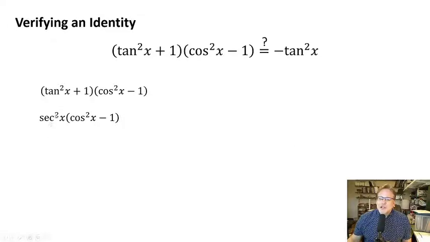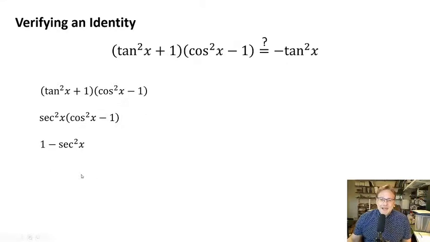So if I distribute this secant squared x to both of these terms here, in the first instance it's just going to cancel everything out, and this first term is just going to become 1. Secant squared times cosine squared is just 1, and then secant squared x times 1 is secant squared x. So I've just got 1 minus secant squared x here.